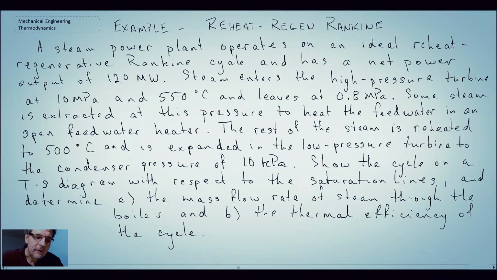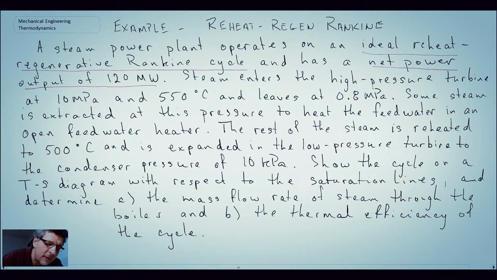So there's the example problem that we have before us, and as with all the examples and all the problems, the first thing to do is to extract out the pertinent information that we will need to solve this. We're dealing with an ideal reheat regenerative Rankine cycle, and that gives us an idea of how this system is constructed and designed. We're also told the net power output: the total output of the plant is 120 megawatts.